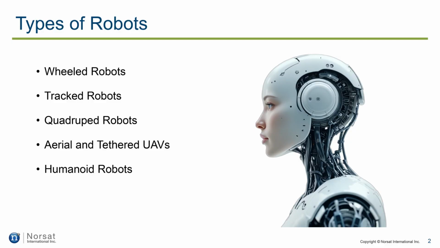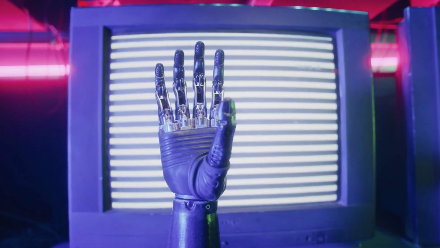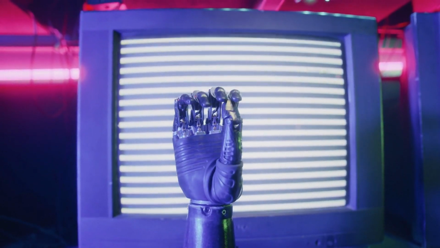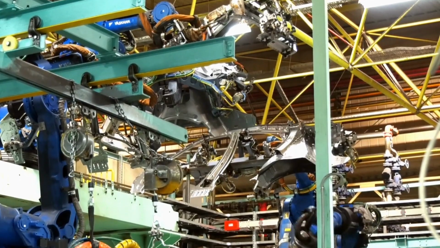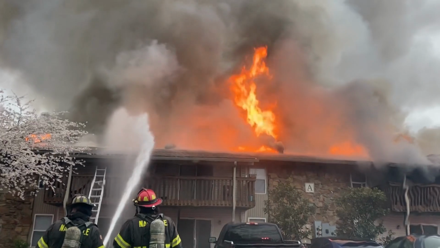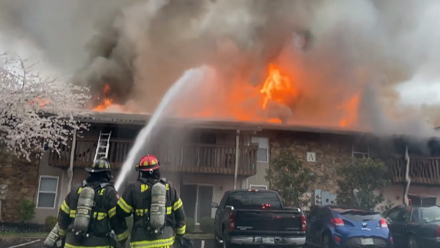Humanoid robots mimic human form and movement, designed to work alongside people in complex environments. They excel in tasks requiring dexterity, manipulation, and interaction, such as industrial assembly, customer service, or hazardous environment intervention.